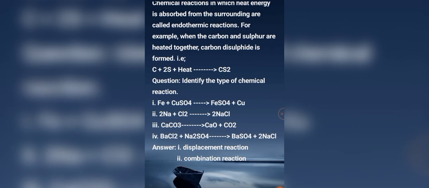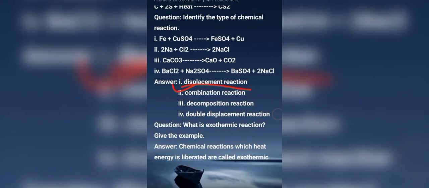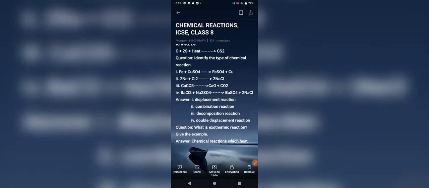Next question, identify the types of chemical reaction. First part, Fe, that is iron, plus CuSO4, that is copper sulfate, forms ferrous sulfate FeSO4 plus copper Cu. Displacement reaction. Sodium reacts with chlorine to form sodium chloride, the balanced equation 2Na plus Cl2 equals 2NaCl. This type of reaction is combination reaction.